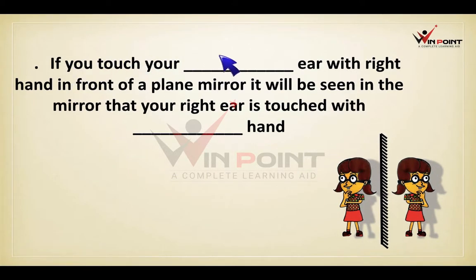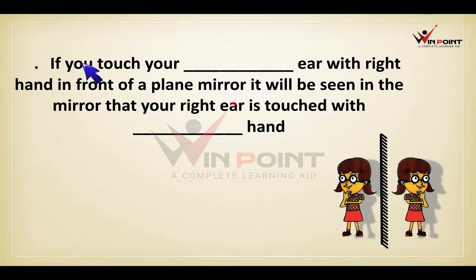If you touch your dash ear with right hand in front of a plane mirror, it will be seen in the mirror that your right ear is touched with dash hand. In the mirror, when we are raising our left hand, the image will raise its right hand. It is called laterally inverted image. Mirror is forming laterally inverted image, right?